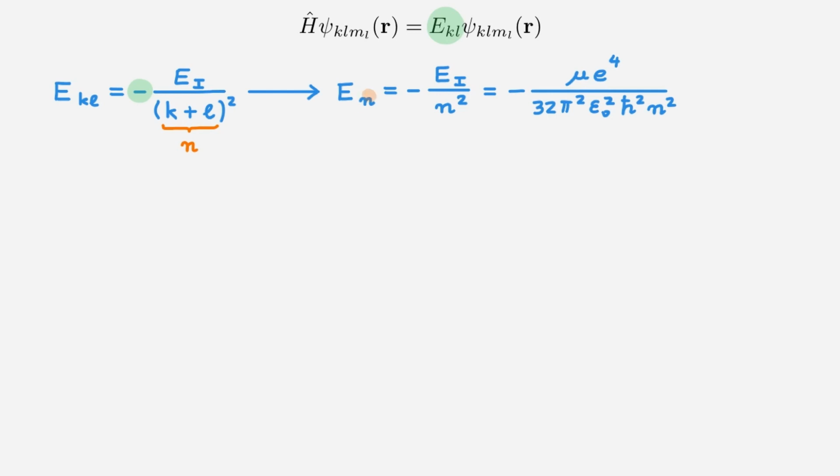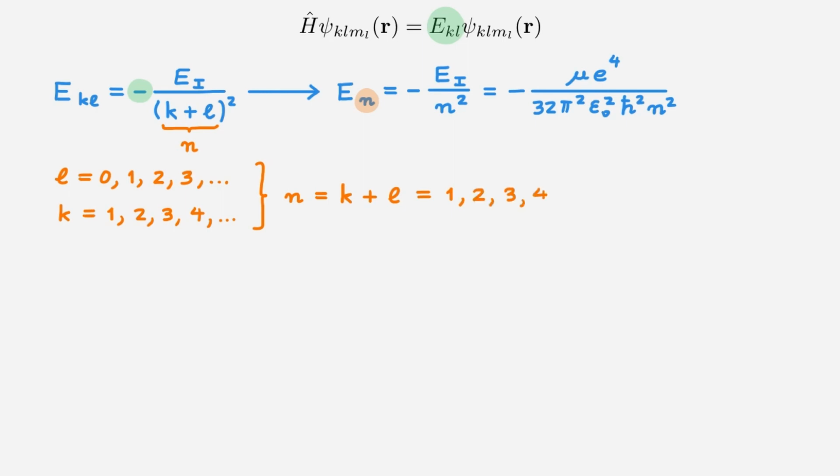If we use the label n for the eigenvalues, we need to figure out what are its allowed values. We know that the angular momentum quantum number l can take non-negative integer values. And we also know from the companion mathematical video that k can only take positive integer values. From these, we can conclude that n, which is equal to k plus l, can only take positive integer values. But we can actually say more, starting from the fact that n is equal to k plus l.